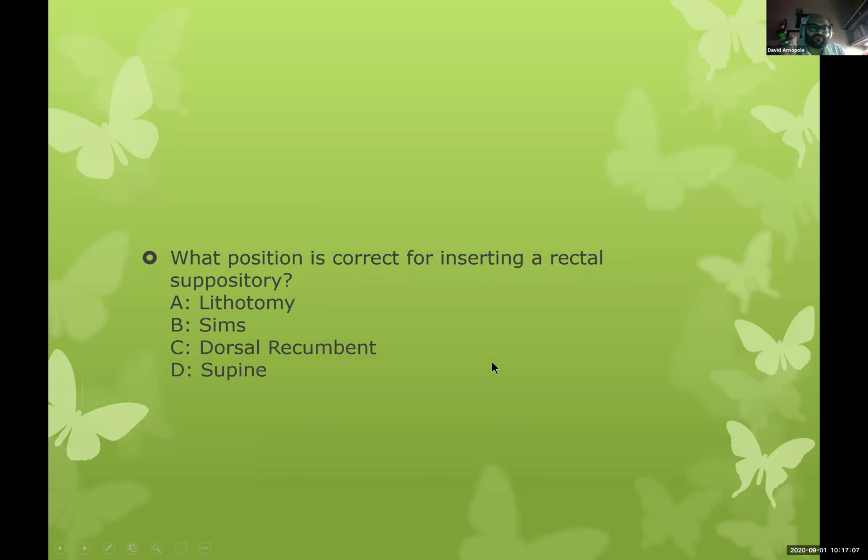What position is correct for inserting a rectal suppository? For those of you who don't necessarily understand some of these questions, positions, make sure that you go through and look at those positions and understand them, because these will help you when you get these questions. These are examples of NCLEX questions. So Sims, B, absolutely the best position for that.